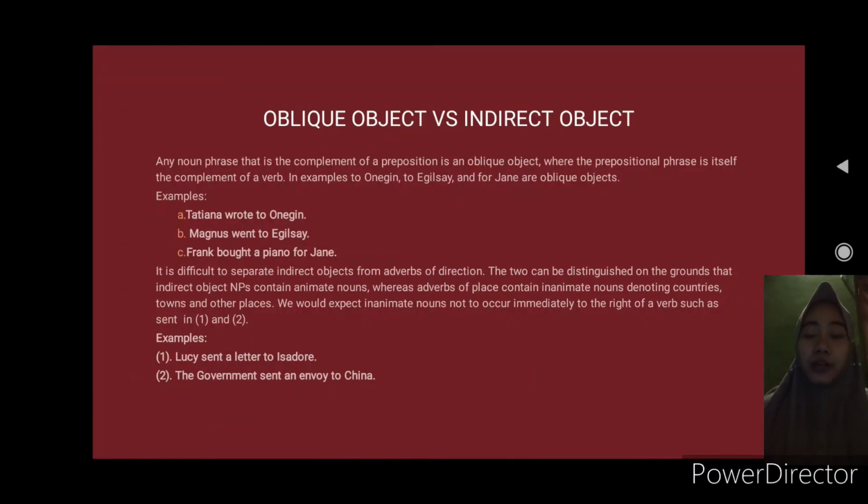Kemudian contoh yang kedua adalah Lucy sent Isadora a letter. Lucy di sini berperan sebagai subjek, send menjadi verb, Isadora menjadi indirect object, and a letter menjadi direct object. Jadi perbedaan dari kedua kalimat tersebut adalah terdapat pada strukturnya dan prepositional phrase-nya. Di kalimat yang pertama, Lucy sent a letter to Isadora. Di sini ada prepositional phrase yaitu to. Jadi Isadora menjadi oblique object, sedangkan di kalimat yang kedua tidak ada prepositional phrase-nya. Jadi Isadora di sini menjadi indirect object.